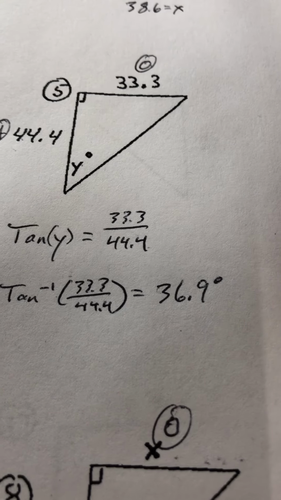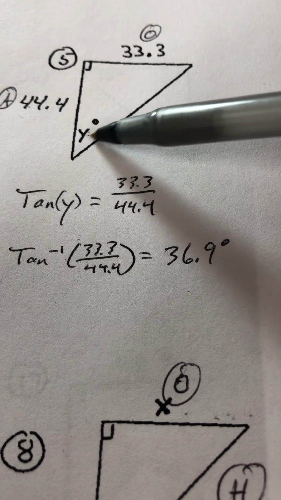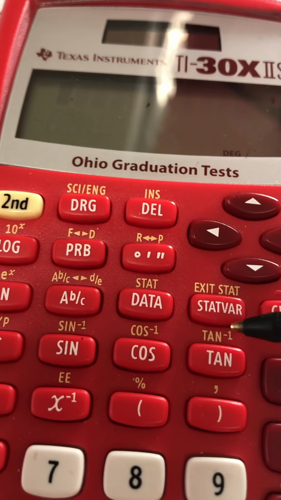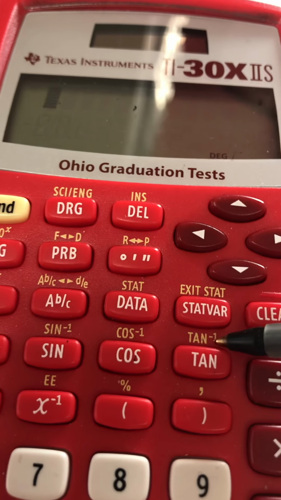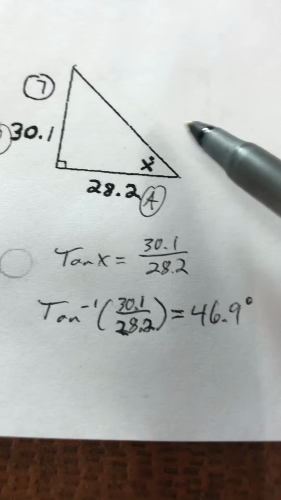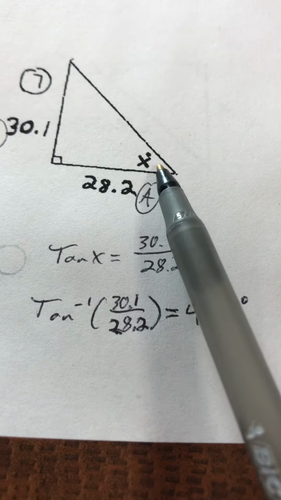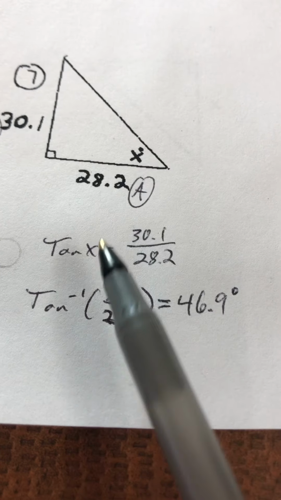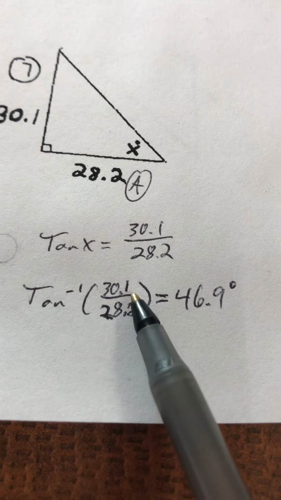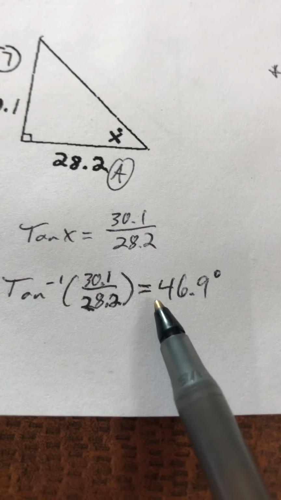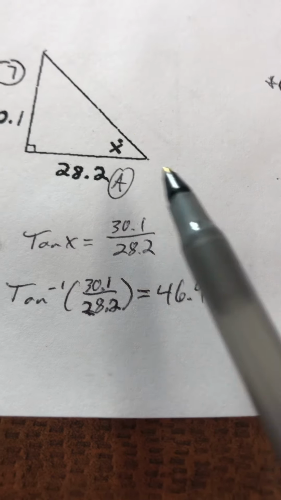We're going to use the second function when we're looking for the degrees, that second function of sine, cosine, and tangent. I mark it just as it is on your calculator, sine -1, cosine -1, and tangent -1. Okay, number 7 is just like that. It's going to be tangent opposite over adjacent, and we're looking for the angle, so it's going to be tangent -1, and then you have that fraction 30.1 over 28.2, and you end up getting 46.9 as the degrees of that angle.